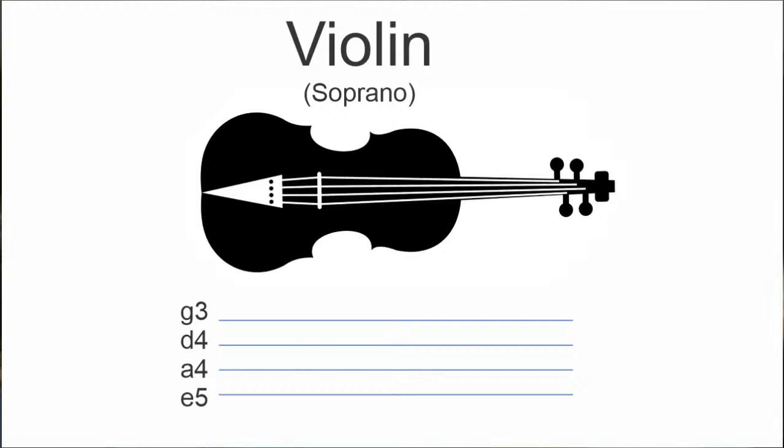As you can see, the 4 strings are labeled in their tuning E, A, D, G. The bottom string on a violin is E. The second to bottom is an A. The D is the third one. And G is the 4th string.